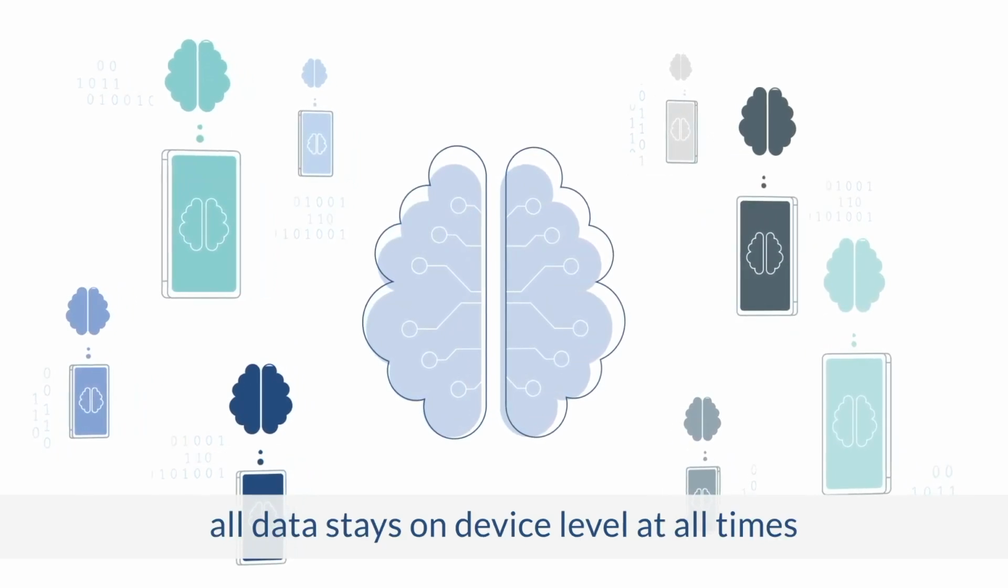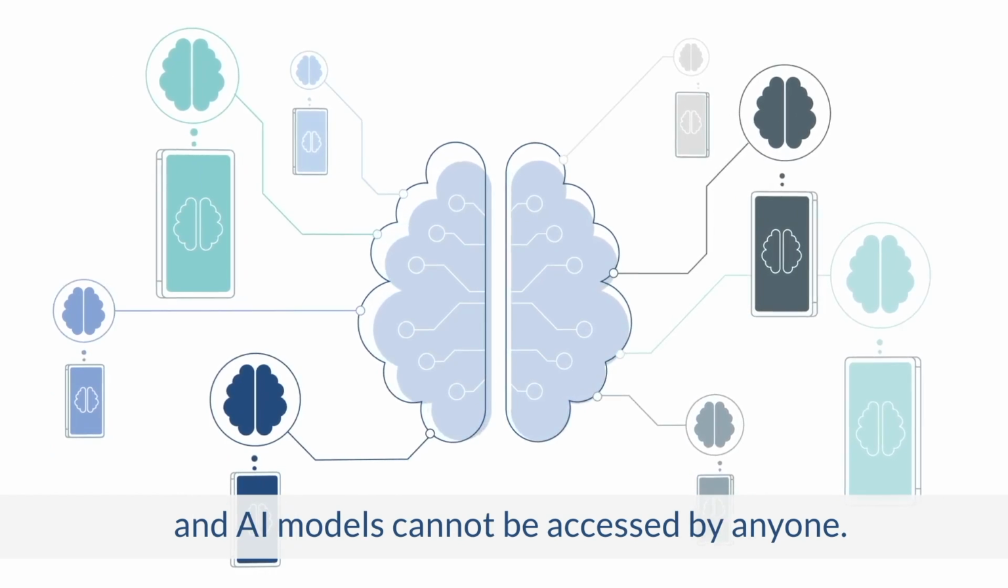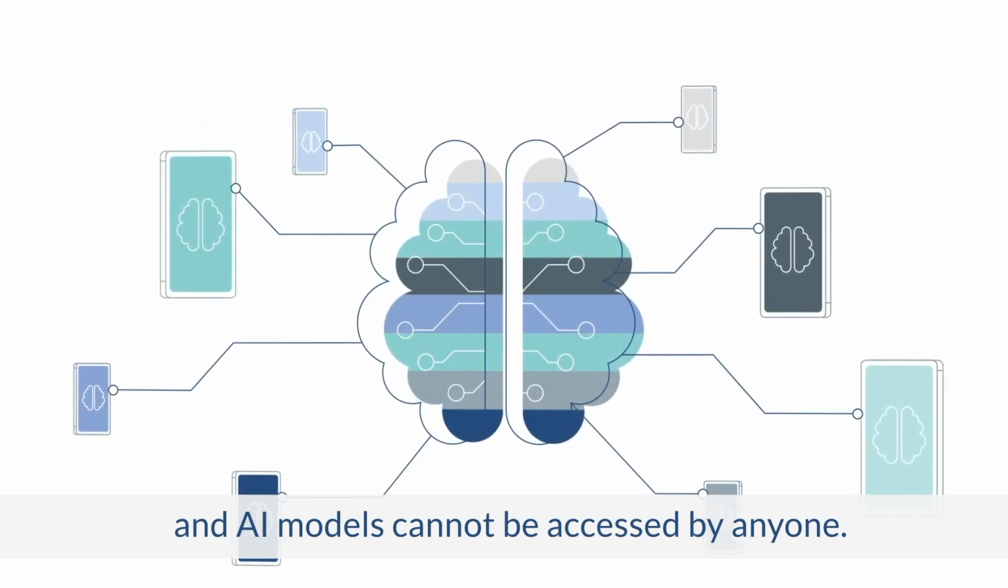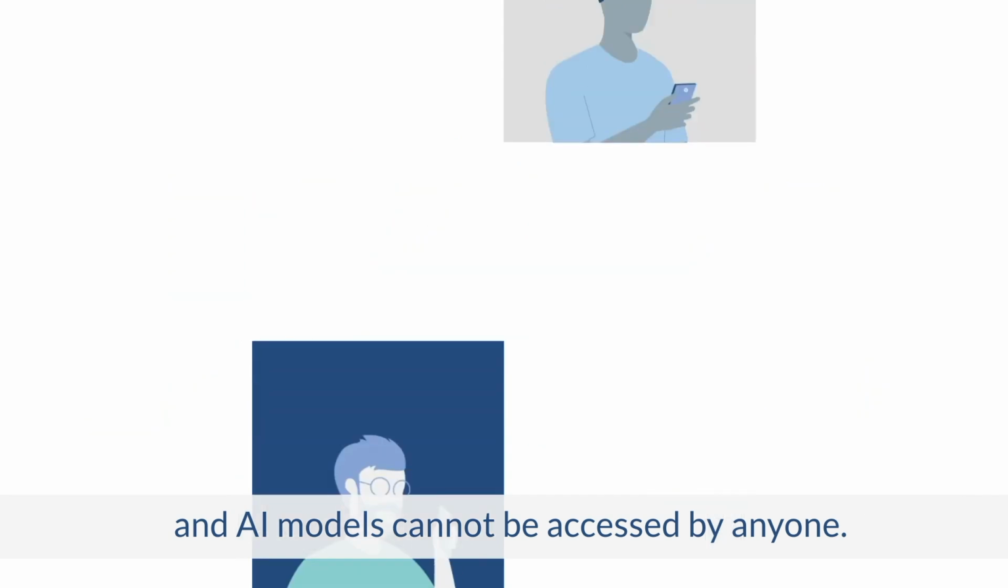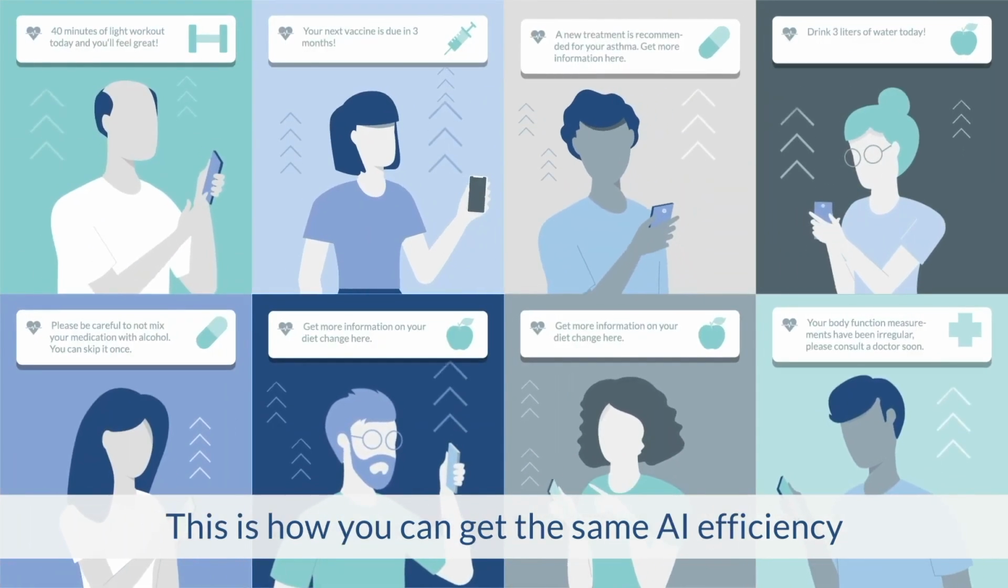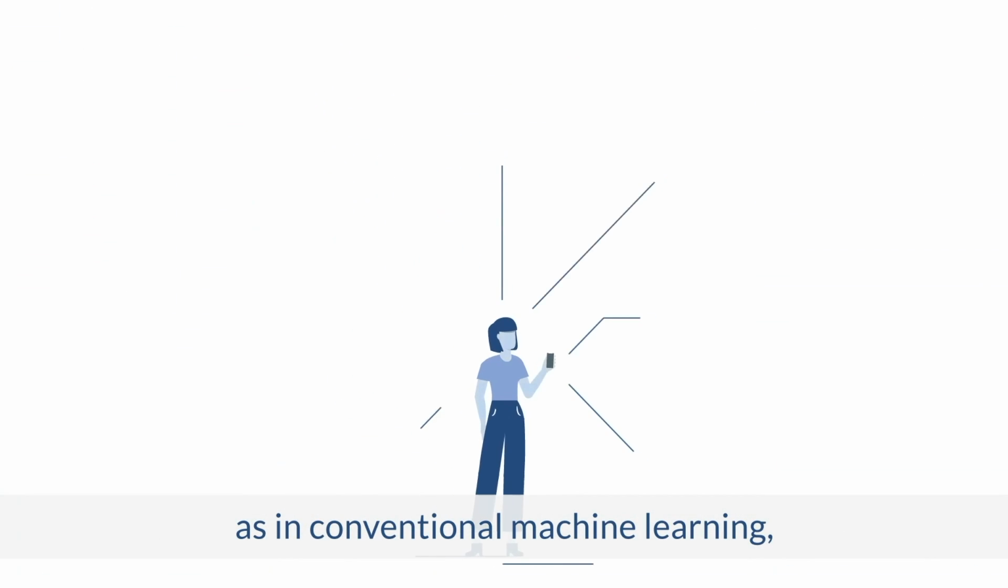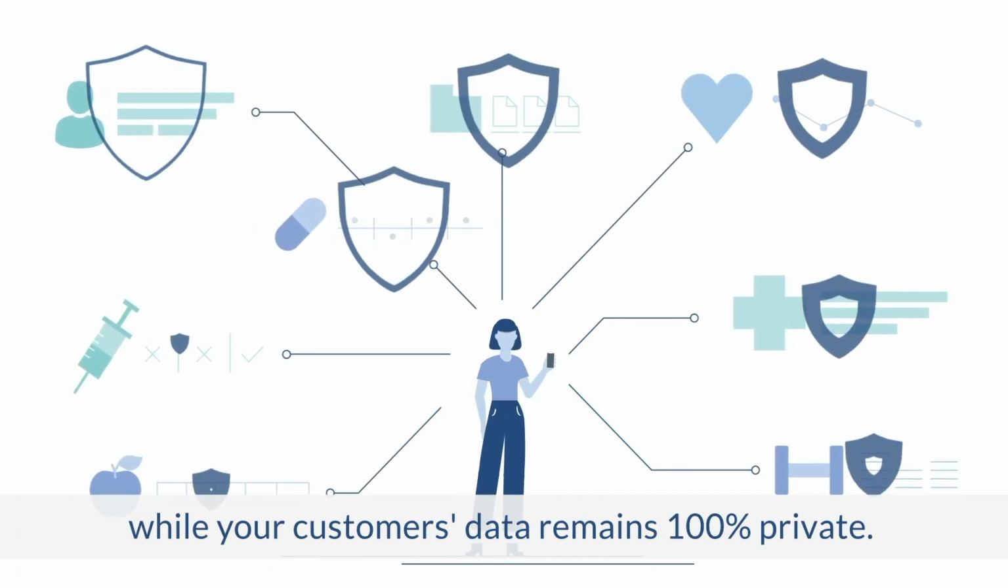All data stays on device level at all times, and AI models cannot be accessed by anyone. So, this is how you can get the same AI efficiency as in conventional machine learning while your customer's data remains 100% private.